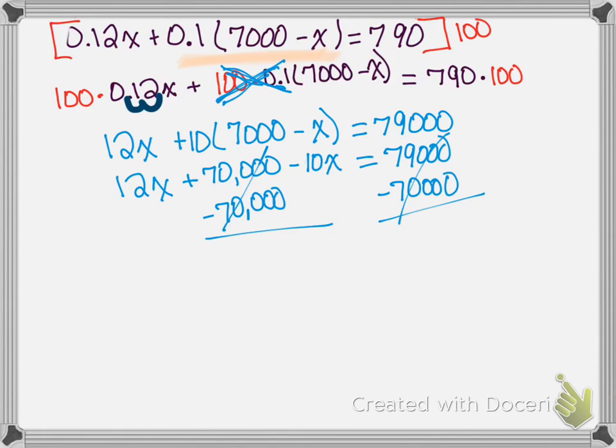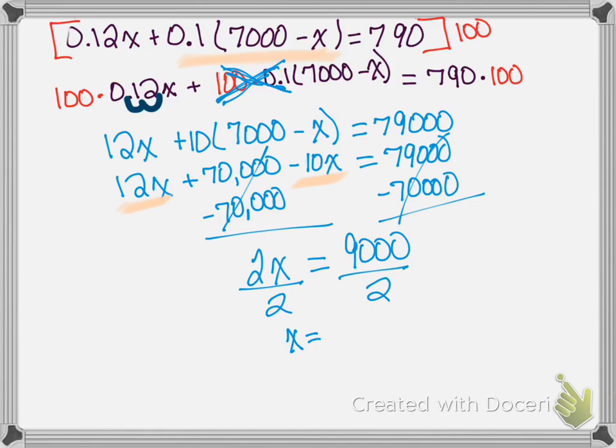Whoops. And I should have done this first. So 12x and minus 10x. What does that give me? 2x equals, what does 2x equal? 9,000. Okay? Now I divide both sides by 2, and I get x equals 4,500.